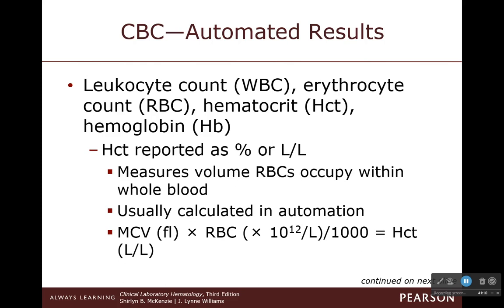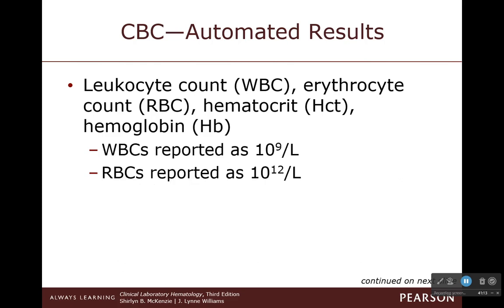So WBC is reported as 10 to the 9th per liter or 10 to the 3rd per microliter, which is what most hospitals do. So if you want to jot down extra right there, WBC is actually 10 to the 3rd per microliter. And an RBC is usually 10 to the 6th per microliter.